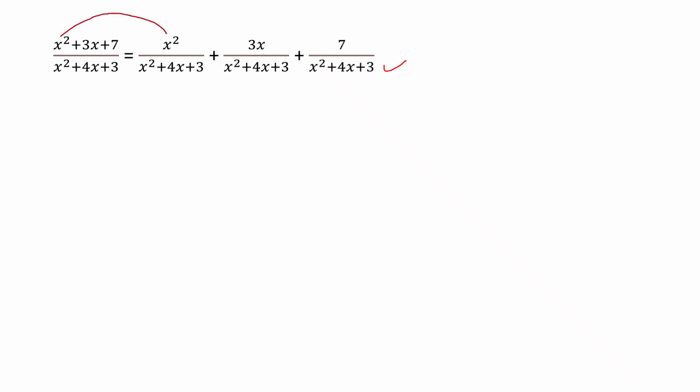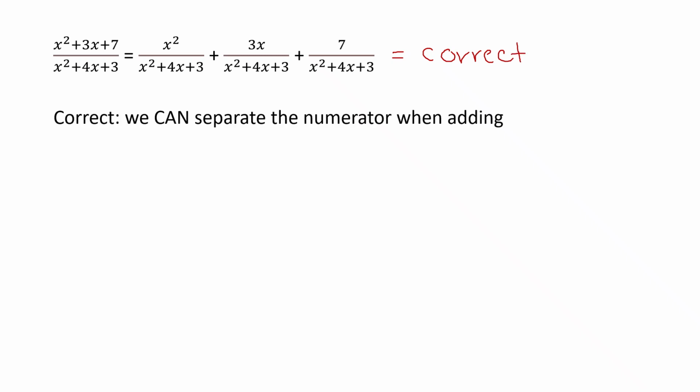x squared plus, watch those signs, 3x plus 7. It's the exact same fraction, it's just sort of pulled apart, kind of like when we used to do expanded notation. So my bottom follows the rules. My top is split apart and it gives me the same value. So this is a correct statement. The left side is equal to the right side. So we can separate the numerator when we're adding.